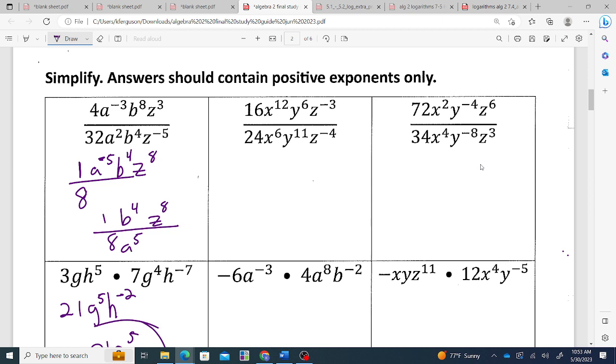I reduced that. That's a fraction, 4 over 32. 4 divided by 4 is 1. 32 divided by 4 is 8.